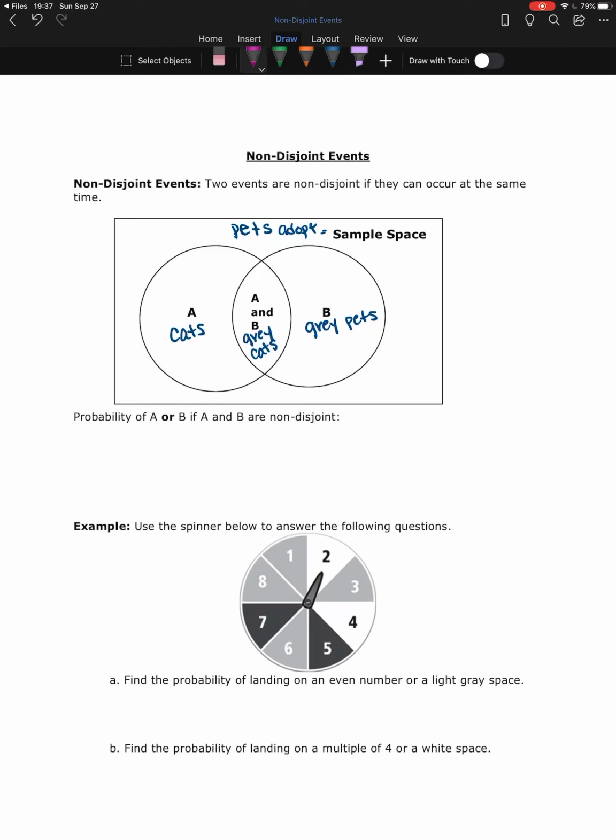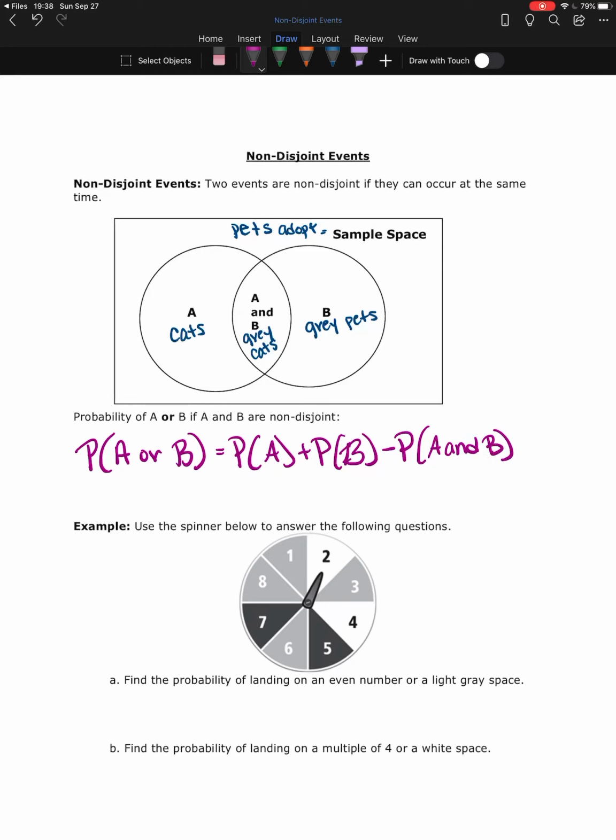So now, the probability that A or B occurs, if A and B are not disjoint, or non-disjoint events, is equal to the probability that A occurs plus the probability that B occurs minus the probability that A and B occur at the same time. So the overlap is what we subtract off.